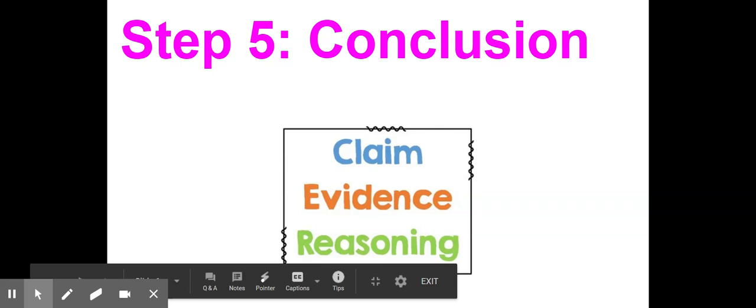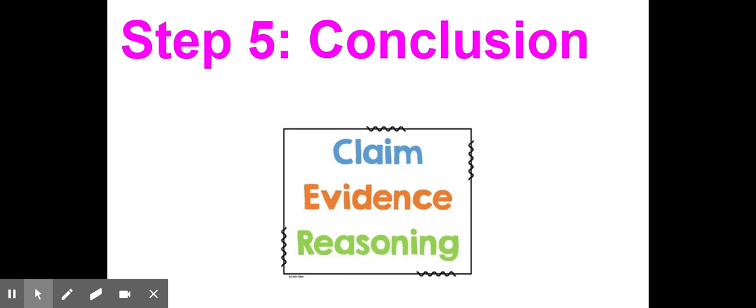Hi everyone, we are going to go through the last step of the scientific method, which is the conclusion. We're going to explain how we are going to write a conclusion: a complete scientific conclusion, including the claim, evidence, and the reasoning. I'm going to explain one by one, and whenever I need you to take notes, I'm going to tell you to please pause and take notes.